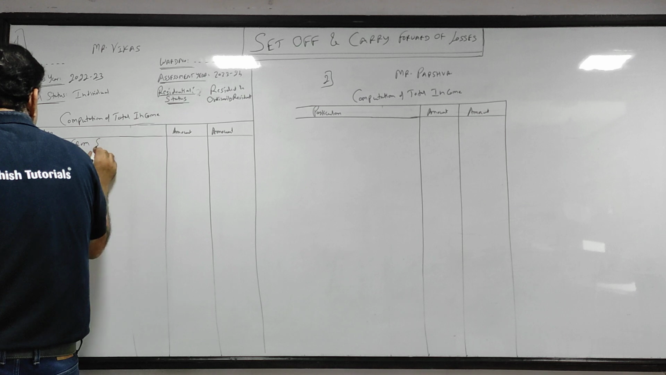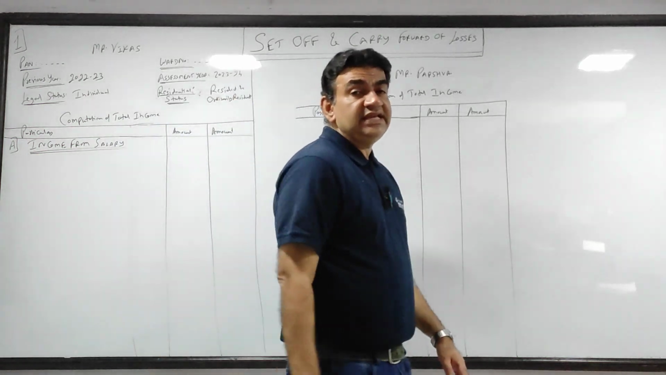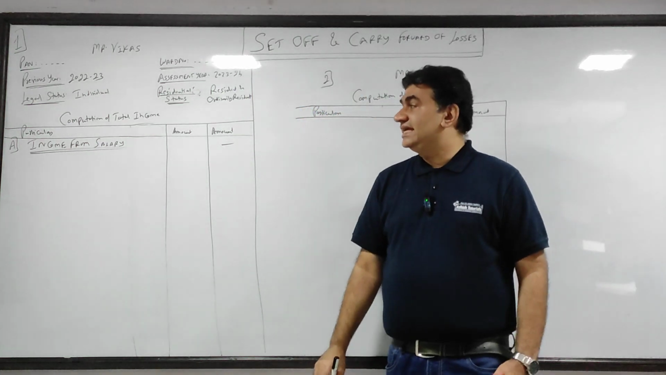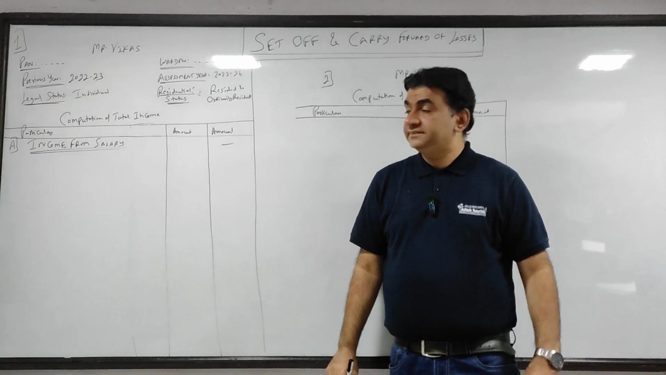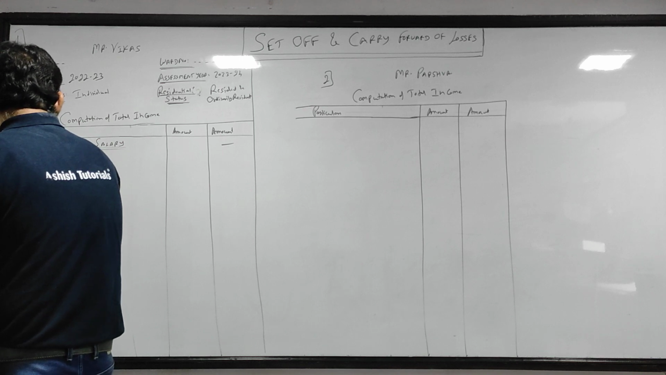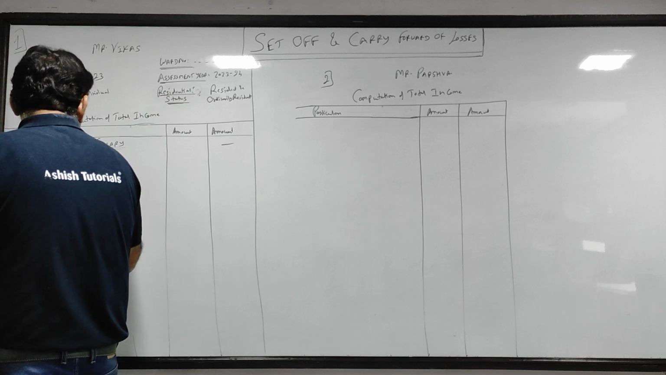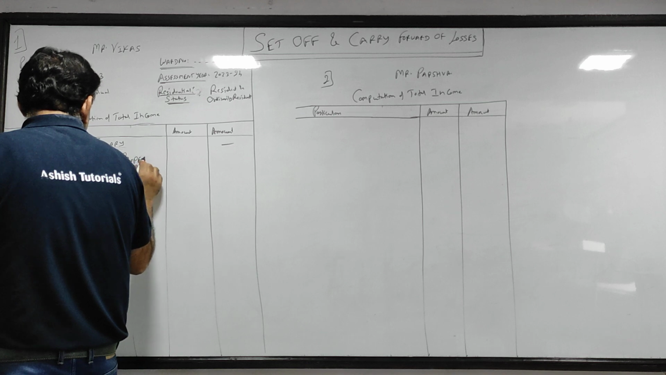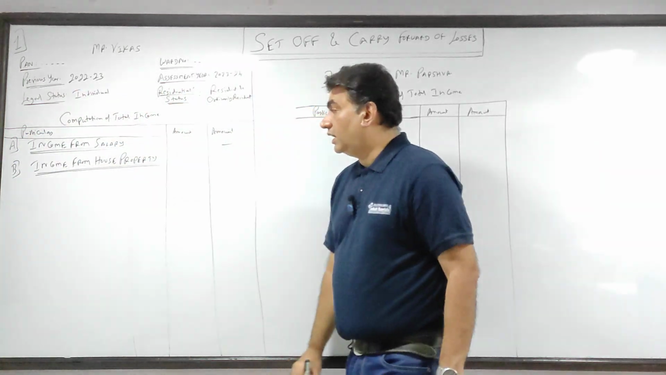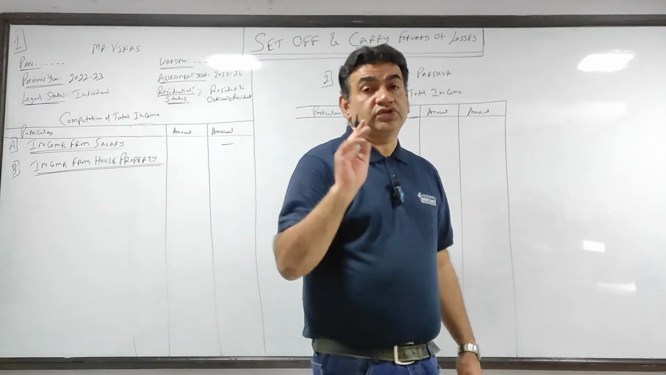Income from salary. Can you see any salary income? No. Salary income is not there. So, salary nil. Second, after salary, if you want better presentation, leave a line. B. Income from house property. Is there? Yes. Look, there is a 10,000 loss.